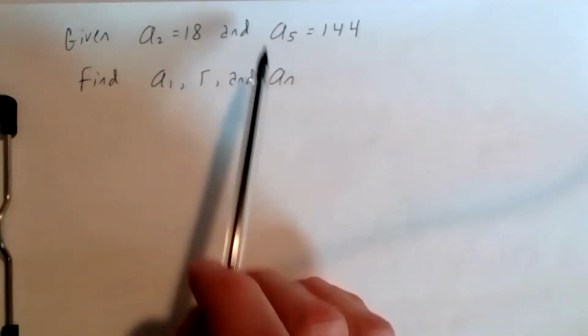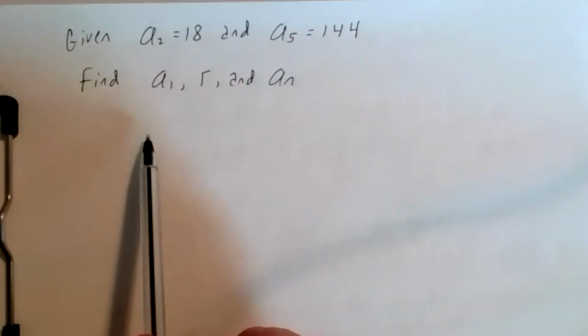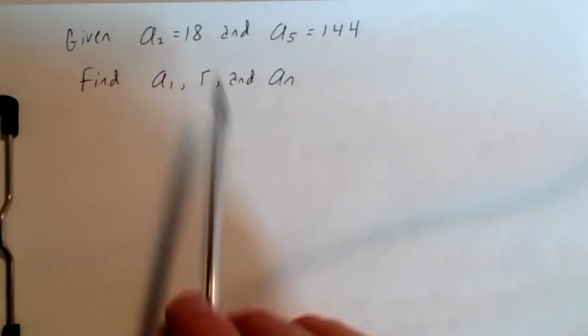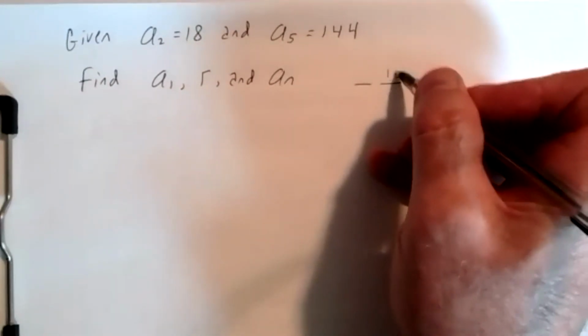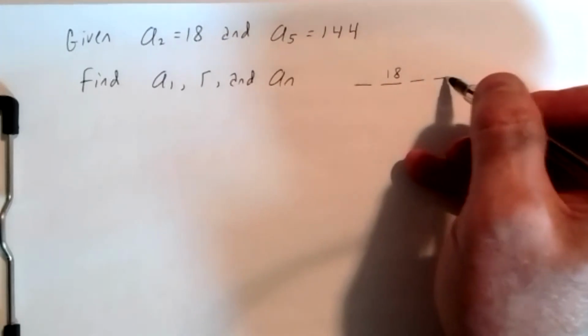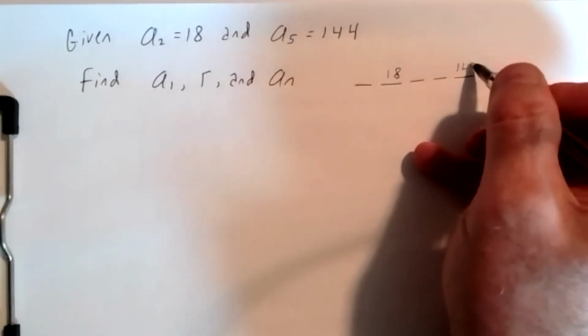That's what they want us to find. They're going to give us the second and the fifth term of this geometric sequence. They want us to find the first term, common ratio, and the nth term. So they give you the second term is 18. And the fifth term is 144.